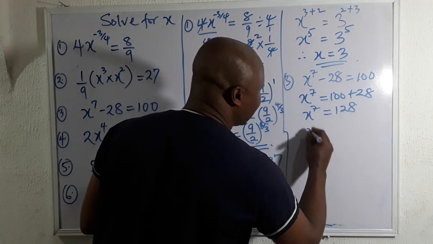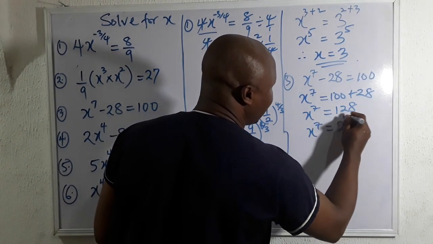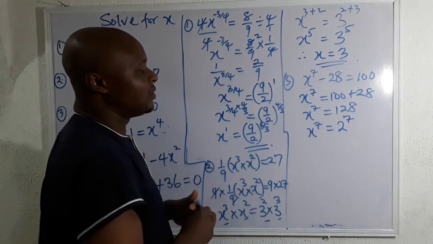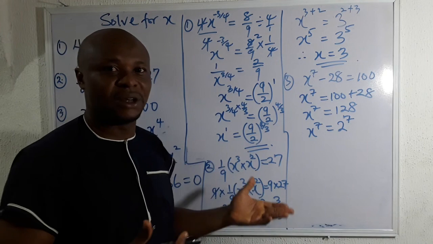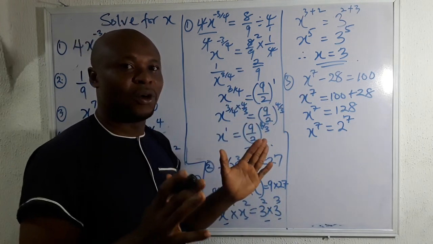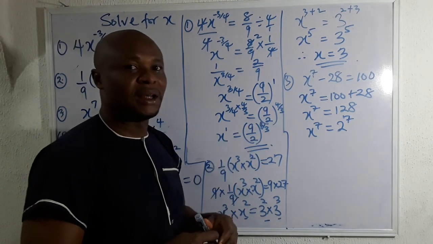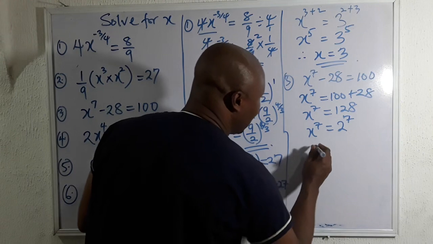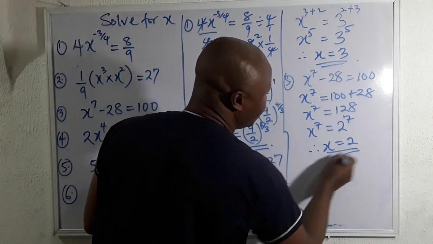So that is written as x raised to power 7, and 128 is written as 2 raised to power 7. So again, we can see that the powers are the same. And once the powers are the same, it's one of the laws of indices. Since the power on both the left and the right hand sides are equal, and on a single term, we forget about the power, then we equate the base. Therefore, x will be equal to 2.